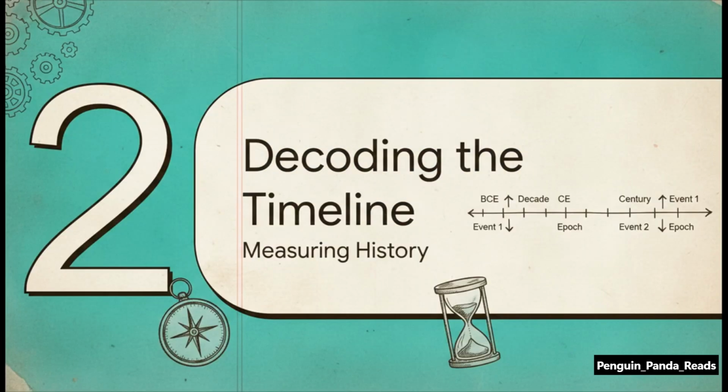Okay, so every good investigation needs a timeline of events. And for historians, this is probably the single most important tool they have. But here's the thing. Measuring thousands of years of human history isn't quite as simple as just using the calendar on your phone. To really understand the story, we first have to agree on how we measure time itself.